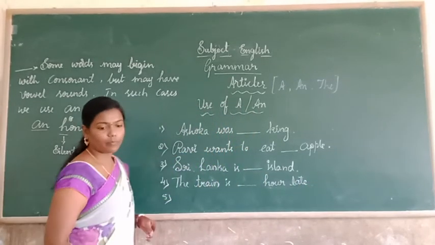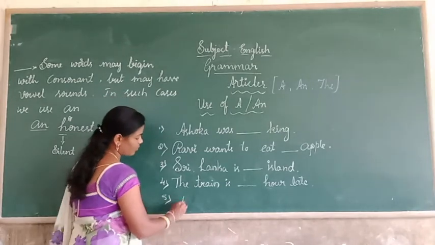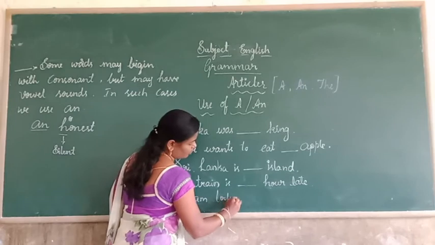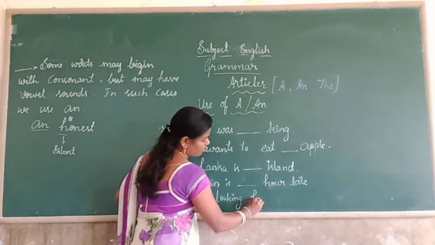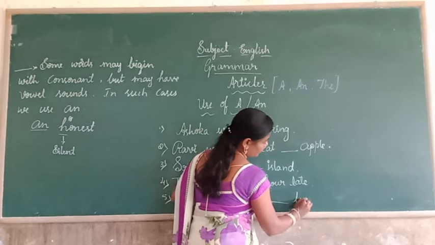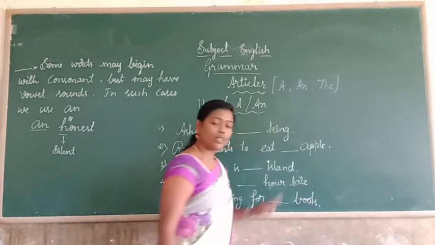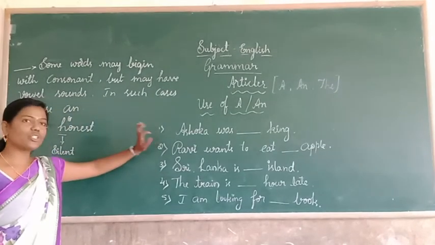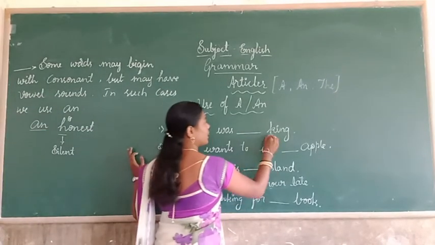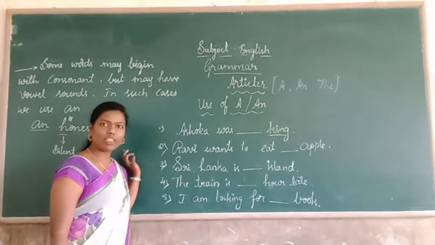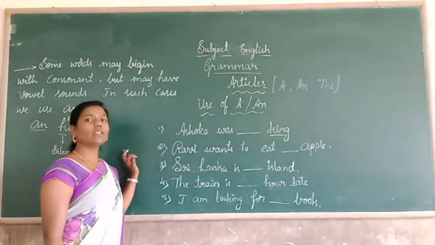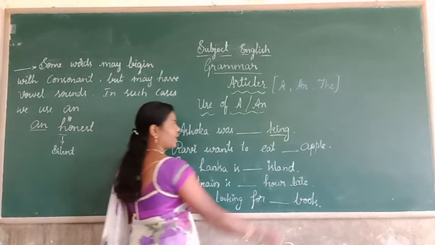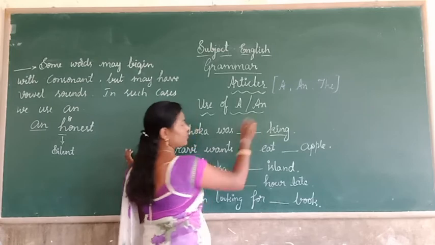Fifth one: I am looking for dash book. So, dear friends, use a and an. Ashoka was dash king. Look at the word king. The word starts with K. Is this a vowel or a consonant? K, it is a consonant. So we use a.